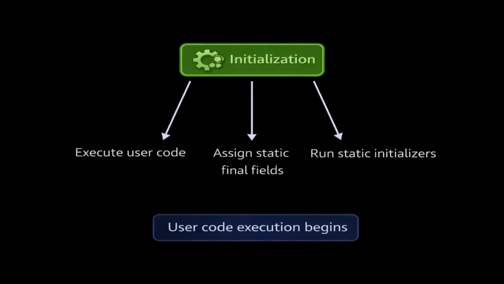Now let's move to initialization. Let's see what initialization does. First, it executes the user code. What does it mean? When the JVM initializes a class, it starts by running the code you wrote. Second, it assigns static final fields. So it sets values for constant variables, static final fields. Third, it runs the static initializers. It runs any special setup code called static blocks. For example, if you have a static block that prints a message, it will run during this step. This makes sure the class is ready to work properly. So user code execution finally begins in the initialization process.